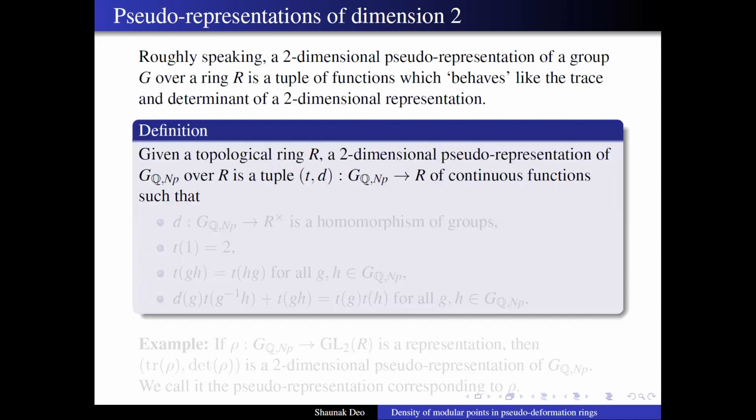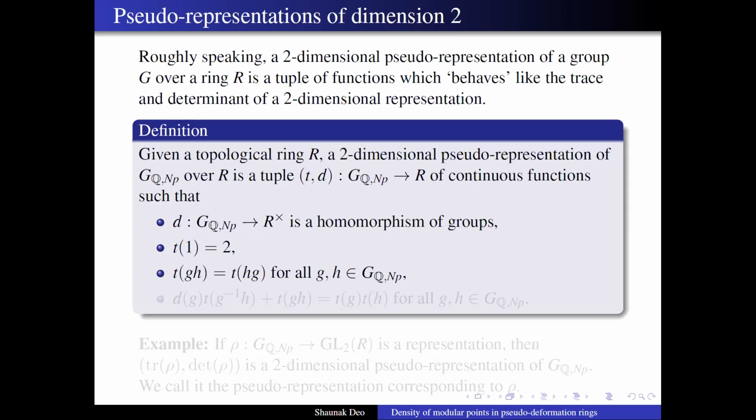If you have a topological ring R, then a two-dimensional pseudo representation of G_{Q,Np} over R is a tuple (T, D) from G_{Q,Np} to R of continuous functions, such that D is actually a homomorphism of groups, so it lands inside the units of R. D is like the determinant of a representation, so obviously you would expect it to be a homomorphism. T of 1 is 2, so T is like a trace of a representation. And T is also central: T of GH is T of HG for all G and H in G_{Q,Np}.